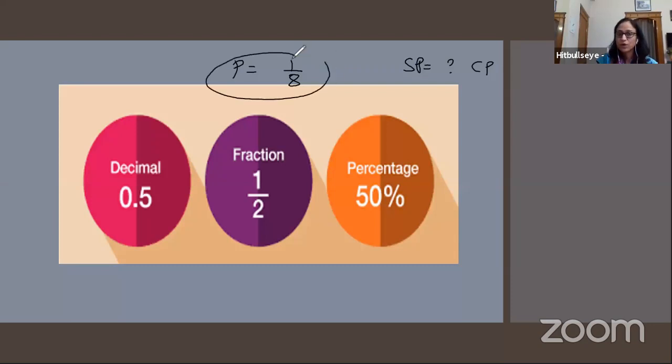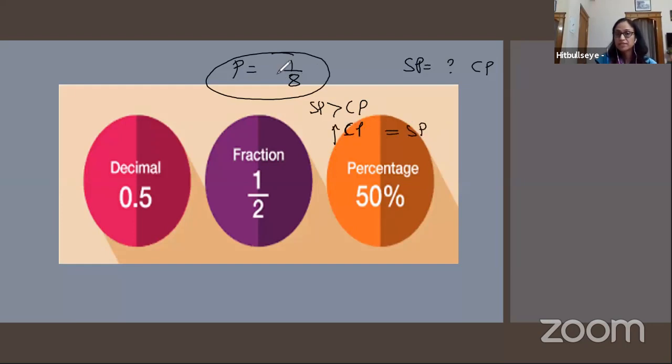Profit basically means, dear, selling price has to be more than the cost price. When do you have profit? When you sell the thing for more than what you bought for. So selling price has to be more than cost price. By how much? 1 by 8. That means I have to increase the cost price to get the selling price.